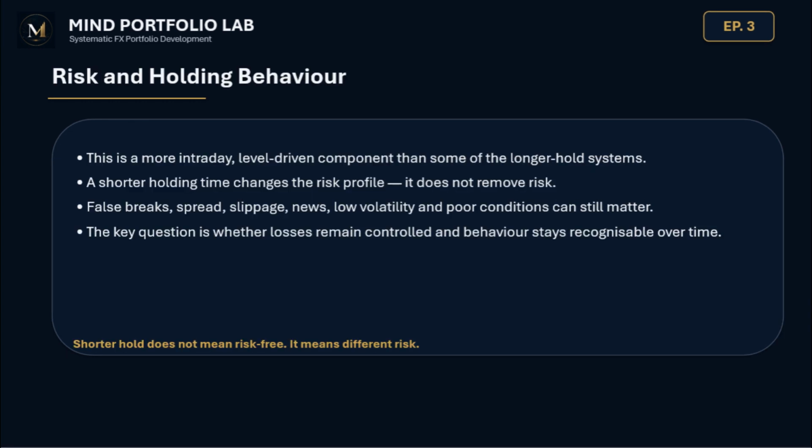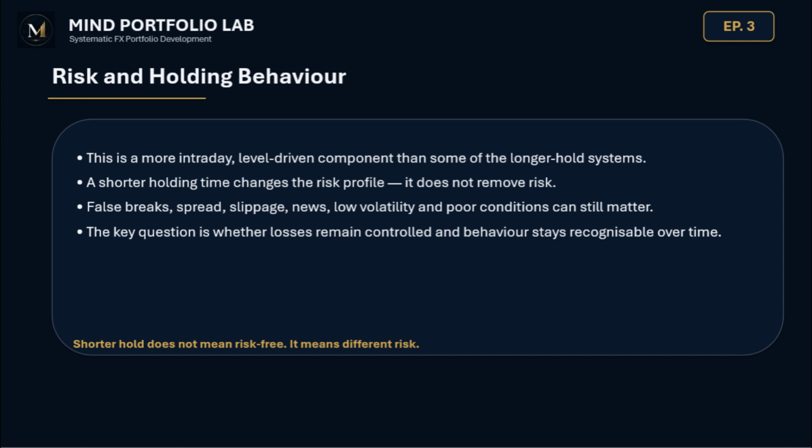That does not make it safer by default. Shorter holding time does not remove risk. It just creates a different type of risk. Shorter-term strategies can still go through losing periods. They can still be affected by false breaks, spread, execution, slippage, low volatility, and poor market conditions. So the key question is not whether the EA avoids losses. It doesn't. The key question is whether the losses remain controlled, whether the strategy still behaves recognizably, and whether it continues to add a useful source of behavior to the wider portfolio.